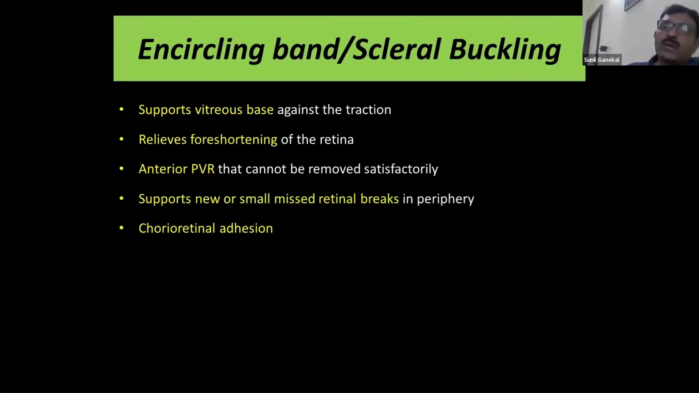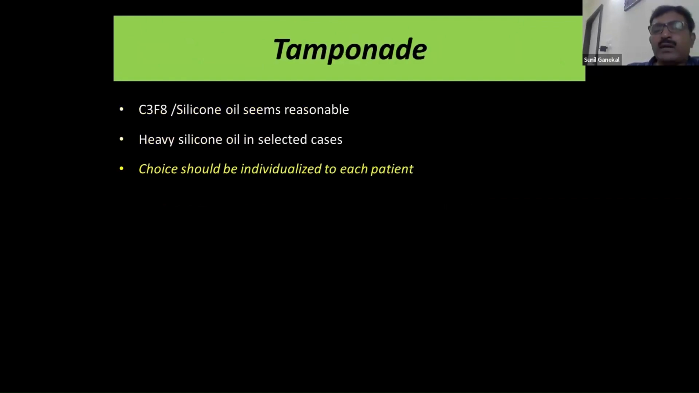When to use scleral buckling or an encircling band or a 240 band? The purpose is that it supports the vitreous base and relieves the traction, relieves the foreshortening of the retina. Anterior PVR, definitely yes. If you have anterior PVR, you cannot peel it completely, and if you have left over some membranes, you can do an anterior support with the encircling band or a scleral buckle. And sometimes if you missed intraoperative peripheral breaks, this buckling supports the peripheral breaks and allows the chorioretinal adhesion.